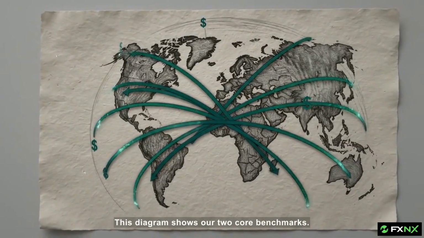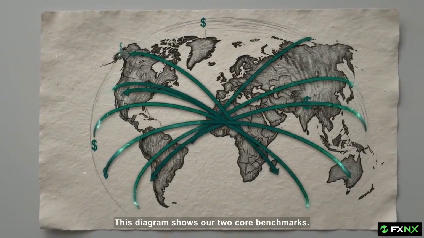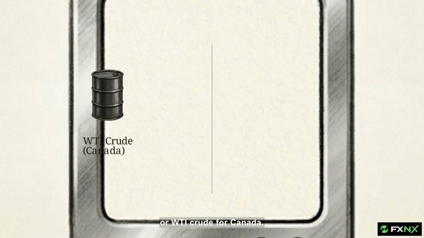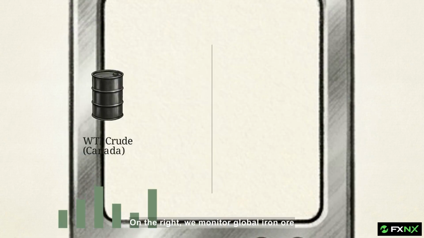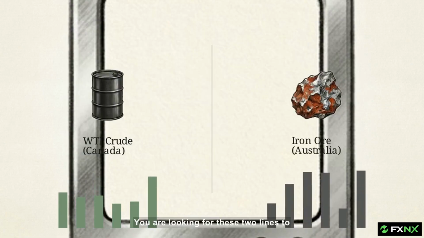The first layer of this playbook is establishing your directional bias. You have to know which country's primary export is currently dominating the global market. This diagram shows our two core benchmarks. On the left, we track West Texas Intermediate, or WTI crude, for Canada. On the right, we monitor global iron ore futures for Australia. You are looking for these two lines to diverge.